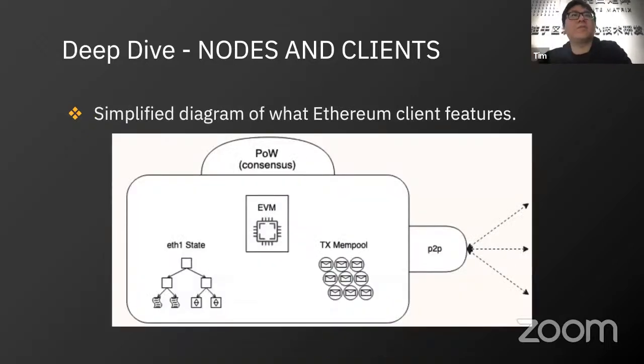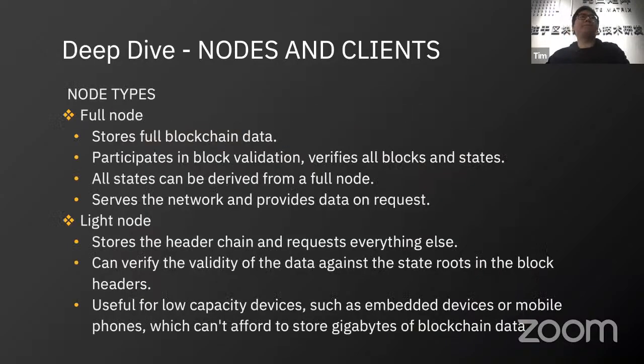So here's a simplified diagram. We use Ethereum as an example. This is a simplified diagram of what Ethereum clients feature. It basically has a state, EVM, and the transaction pool. And it uses proof of work as a consensus mechanism. And after the consensus is achieved, then the blockchain is generated.